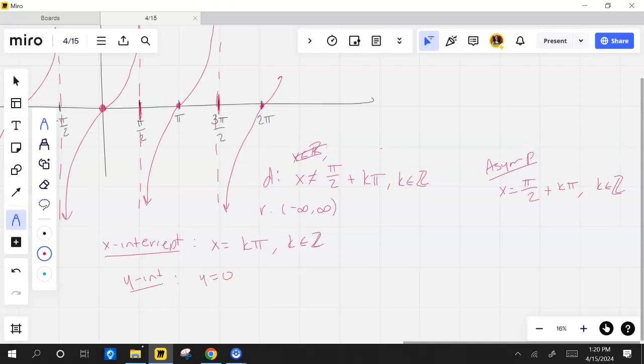So your amplitude here actually is undefined. Tangent cannot have an amplitude because it can't have a max and it can't have a min since it goes on forever and ever. Period's 1 pi. Your period's 2 pi.